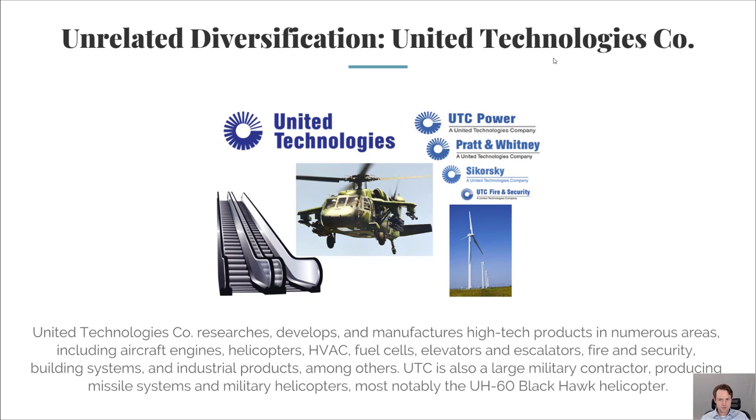Unrelated diversification. An example here is United Technologies Co., or UTC. They research, develop, and manufacture high-tech products in several areas, including aircraft engines, helicopters, HVAC, fuel cells, elevators, escalators, fire and security and building systems, and various other industrial products. UTC is also a large military contractor producing missile systems and military helicopters such as the Black Hawk helicopter. So this is an example where, try as you might, you will not be able to find a whole lot of linkages between these various industries, and therefore it's unrelated diversification.